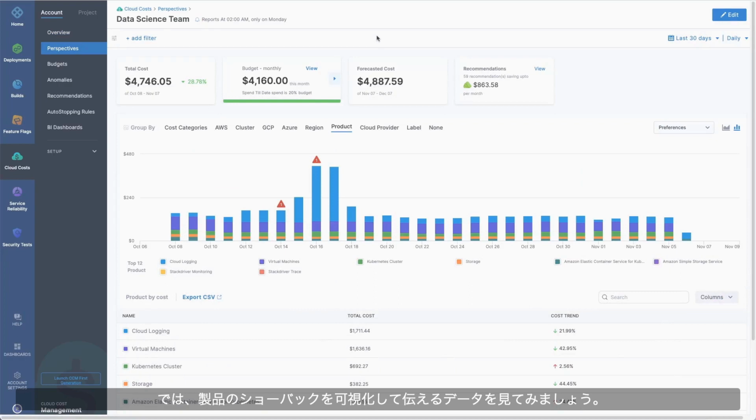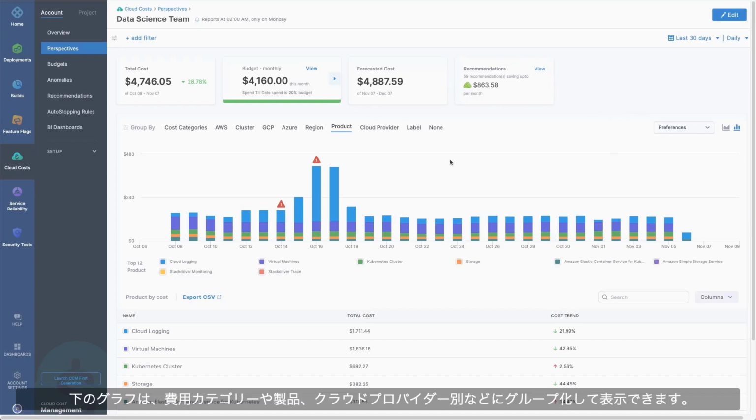So let's move into looking at the inform, the visibility, the showback capabilities of the product. Here we're looking at the spend that's owned or encompassed by the data science team. They can see summary information at the top, what their total cost is, how it's trending. They could have one or more budgets set, daily, weekly, monthly, quarterly, annually, with alerting based on actual spend and forecasted spend. And they can also have a quick view into their recommendations that could help them reduce their spend.